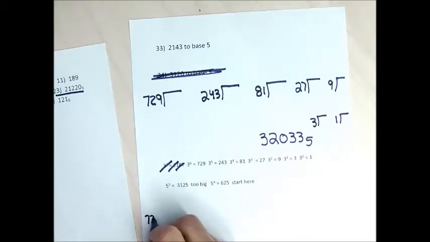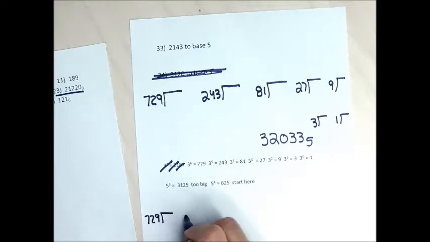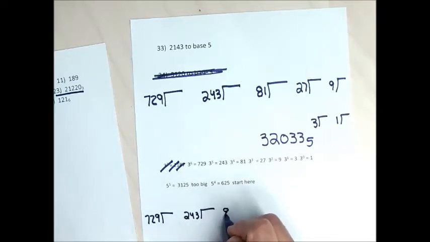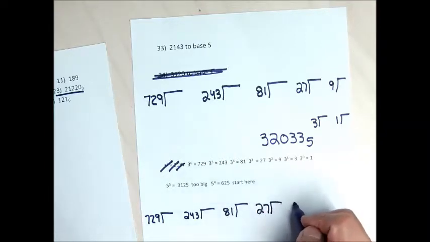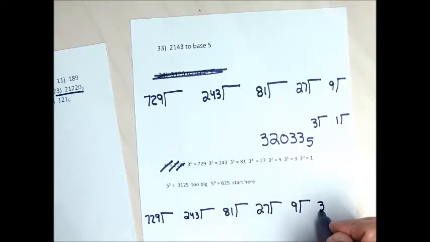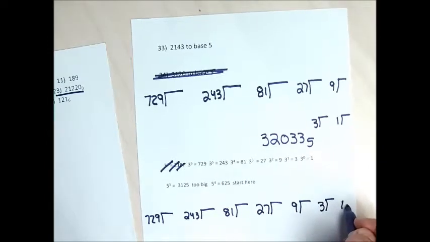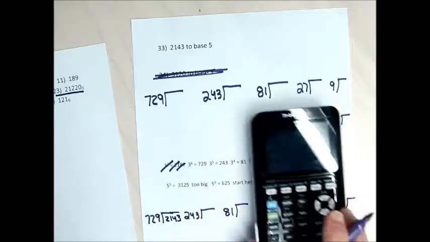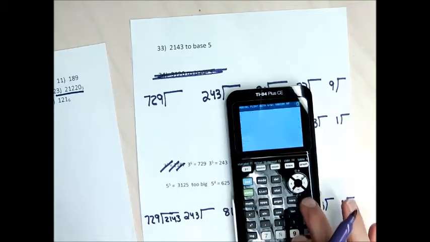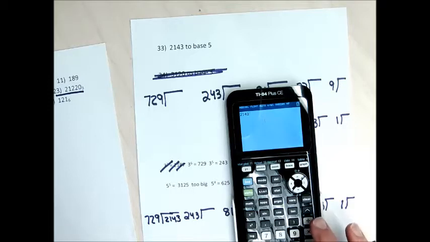Try to write smaller. So 729, 243, 81, 27, 9, 3, and 1. The number I'm going to put under the division bar to start is 2143. This is where my calculator is going to come in handy. I'm going to go 2143 divided by 729.